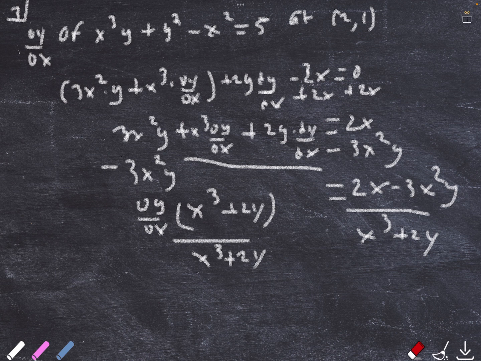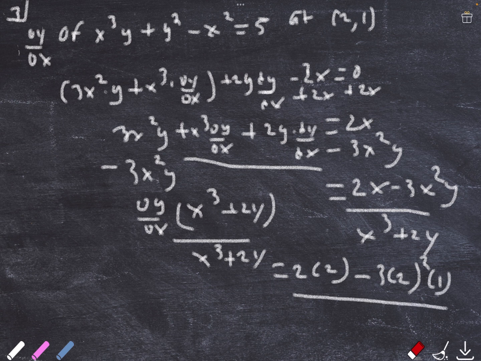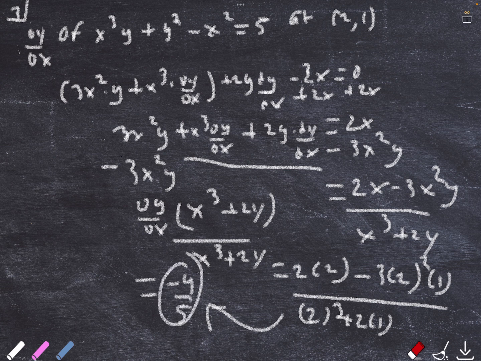But we need to find it at the point where x is equal to 2 and y is equal to 1. So now we just plug it in. So 2 times 2 minus 3 times 2 squared times 1, over this right here. And this is going to equal negative 4/5. Simple.